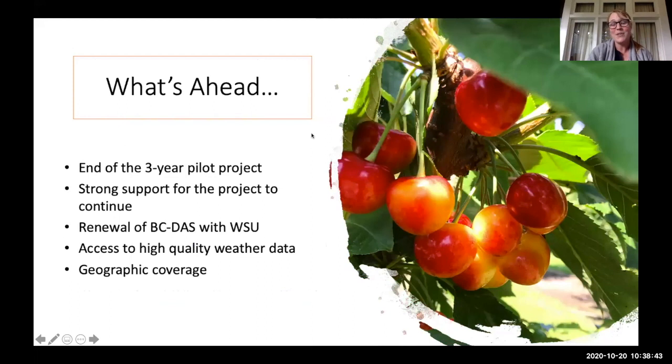And what's ahead, as mentioned, we're at the end of our 3-year pilot project. We do have very strong support from the industry to continue this project. And we do have good support as well from WSU, as well as SIR, to continue with the renewal of this project. The extension climate, again, in British Columbia and the tree fruit industry has changed significantly over the recent years. And there is just a strong support from both horticulturalists as well as growers to keep this information relevant and available.